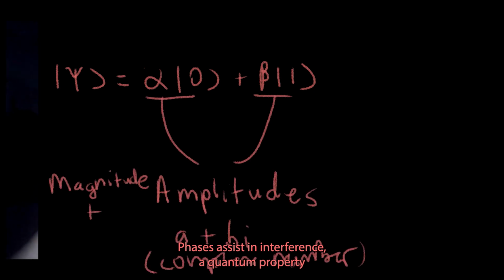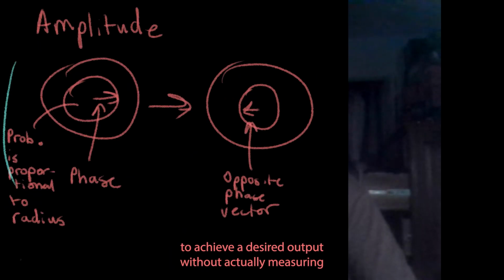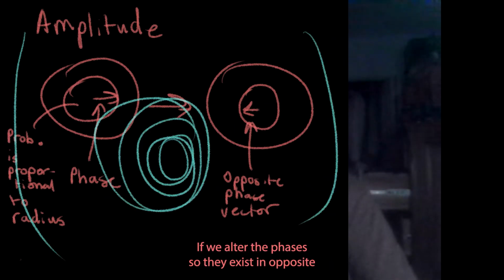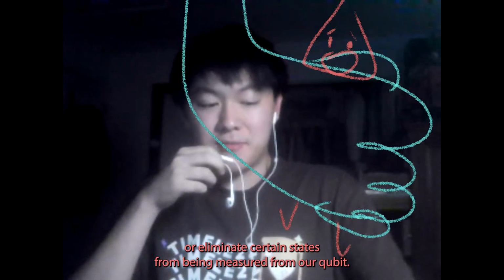Phases assist in interference, a quantum property which essentially allows us to alter the amplitudes of our wave function to achieve a desired output without actually measuring and collapsing the wave function itself. If we alter the phases so they exist in opposite vector directions, we can essentially cancel out or eliminate certain states from being measured from our qubit.